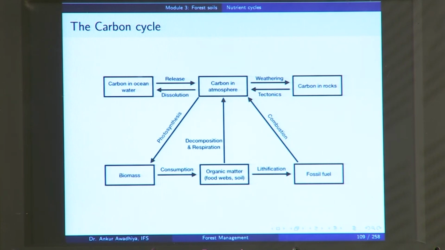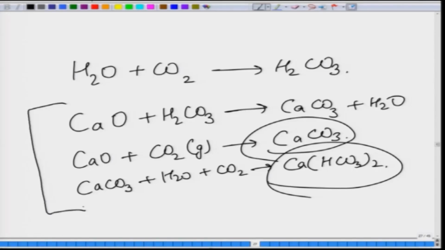Now, what we are seeing here is that you had a rock that had calcium oxide, and when it reacted with carbon dioxide, it formed calcium carbonate. So, there is a change in the volume, and because of this change in the volume there can be cracks that develop in this rock, which further lead to weathering of this rock.